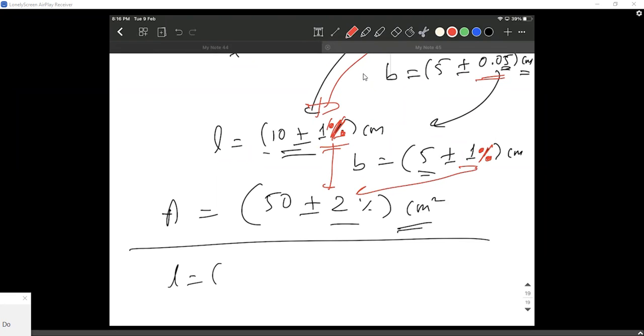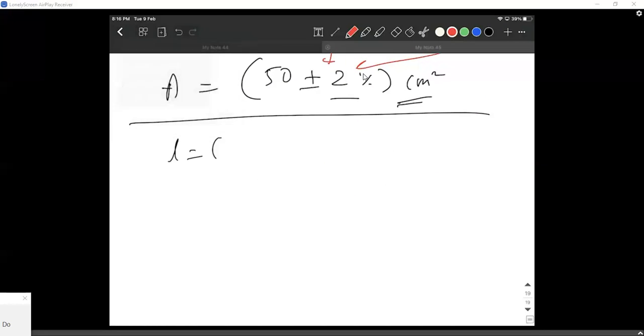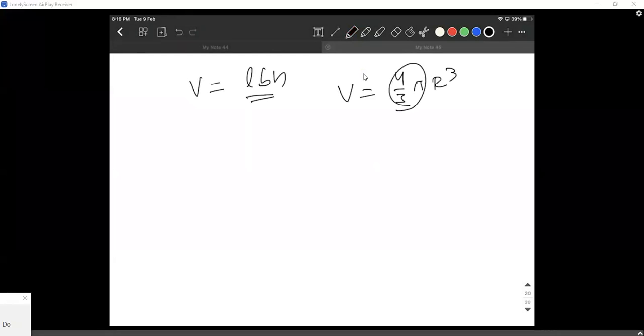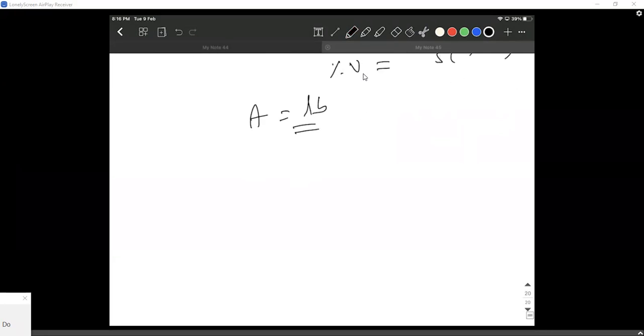Okay, guys. Now, what if the calculation or the value is in terms of volume, LBH? It's easy. If it is the volume of a sphere, it is 4/3 pi r cube. Since they are constants, we don't really care about them. Percentage volume equals 3 into percentage radius. It's easy. If it is area, it's L into B. If it is something else, you can always simply write it.